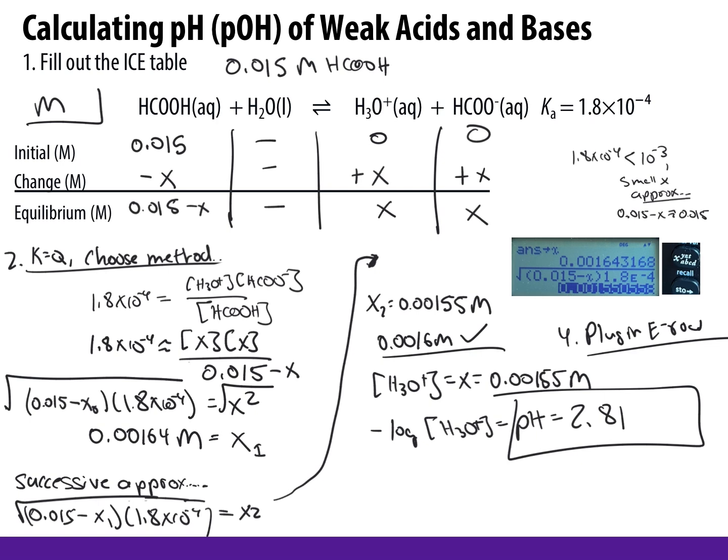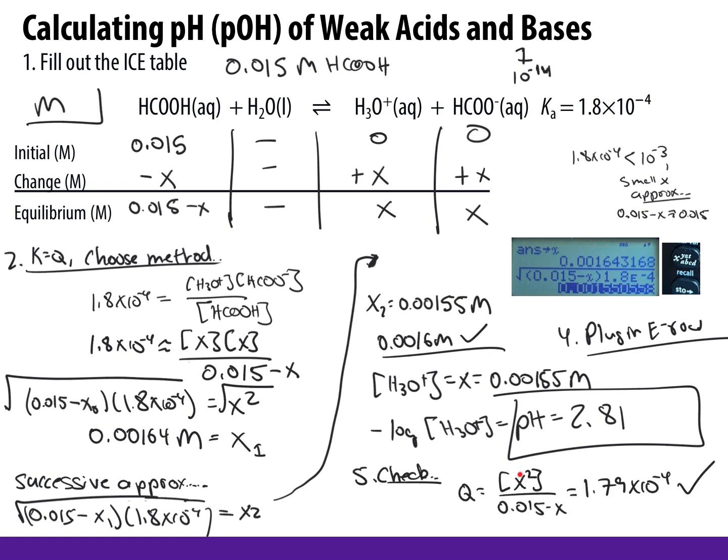Ka is pretty large for a weak acid. The range of Kas for weak acids ranges from a maximum of about 1 to a minimum of about 10 to the minus 14. So this is actually a pretty big Ka.